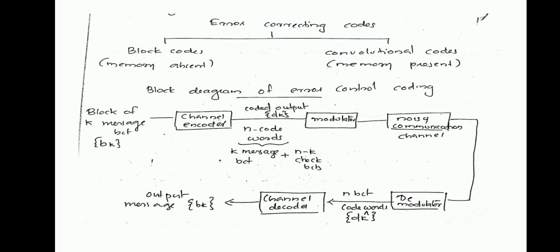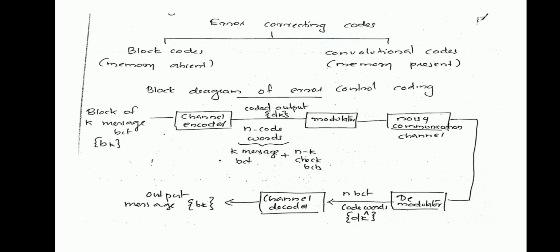The main classification is based on memory, whether the code has memory or whether it is memoryless. Based on that we have two classifications, that is block code and convolutional code. In a block code there is no memory, which means the present channel output depends on the present input only, but the convolutional code has memory. We can see these codes in detail later. For now, just remember that error correcting codes have two types, block code and convolutional code.